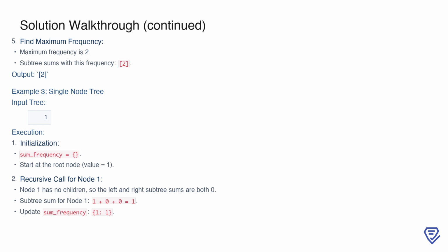Here, the maximum frequency is 2, as the sum 2 occurs twice. We then extract all subtree sums that appear with this frequency. In this case, the only subtree sum with a maximum frequency of 2 is 2 itself. Therefore, the output for this example is 2. Let's now look at a simpler example involving a tree with only a single node.